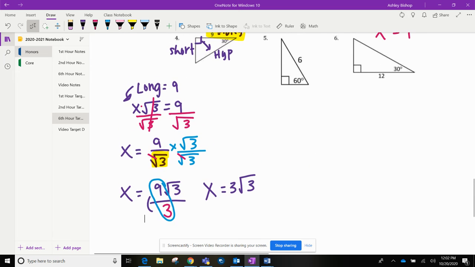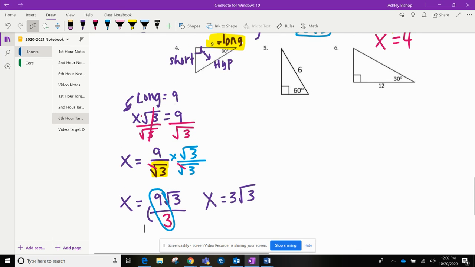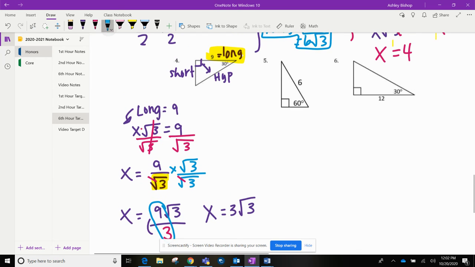So I am going to go find my other side. I know that I'm missing my short side, and I know that the rule for my short side is that it equals x. So I know that my short side is going to equal 3 times the square root of 3.